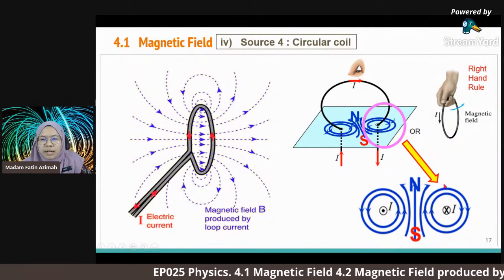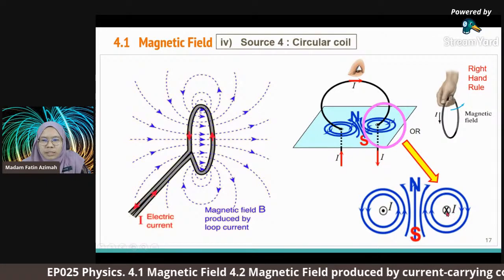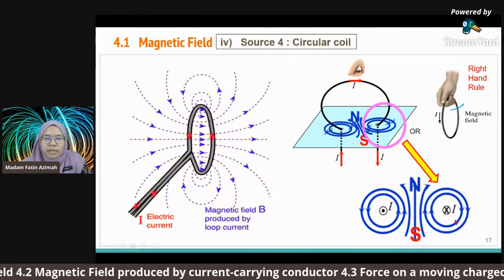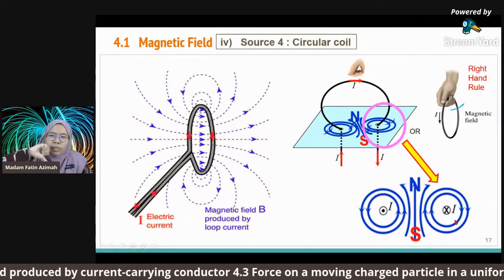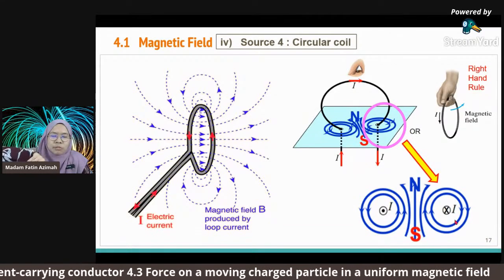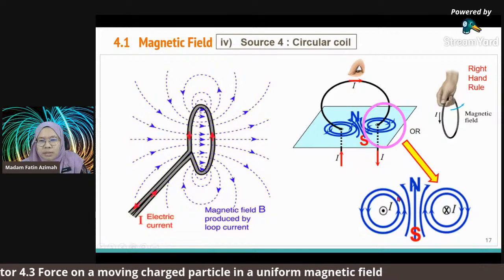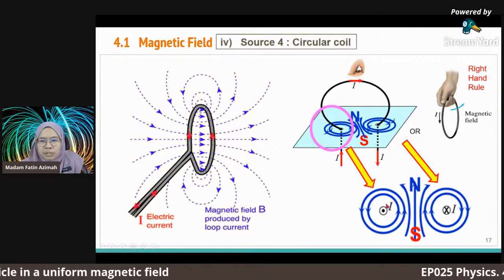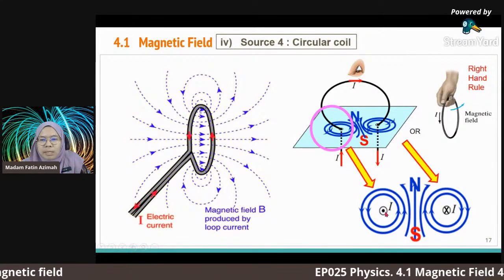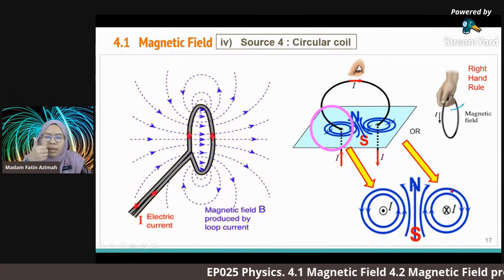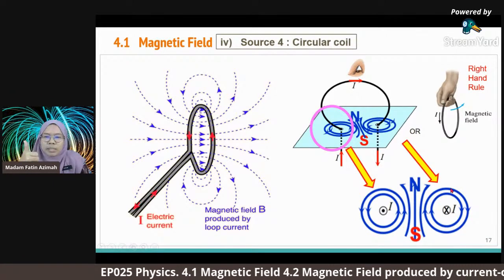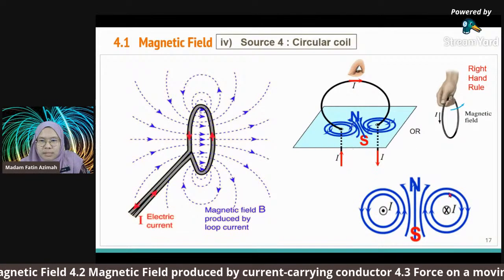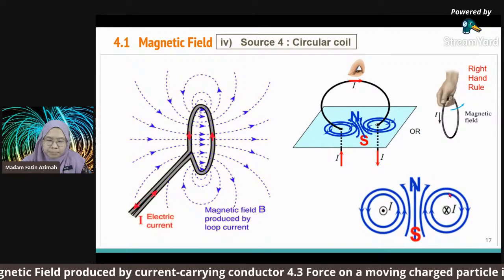On the right hand side, we have a cross here, indicating that the current is going into the page. So you can use your hand: your thumb should be pointing downwards, and the direction of the magnetic field is clockwise. On the other side, we can see a dot, which refers to the current coming out of the page. Using the right hand rule, your thumb should be pointing upwards, and the direction of the magnetic field is anti-clockwise. So this is the pattern.